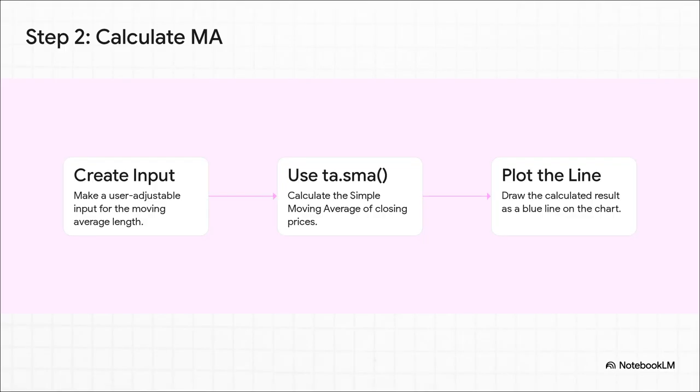Now let's actually do something useful. We're going to calculate a simple moving average. It's kind of like the hello world of trading indicators. It's a simple three-step process. First, we'll create a setting so the user can adjust the length. Then, we'll use a handy built-in function called ta.sma to do all the heavy lifting. And finally, we'll plot that result on our chart.